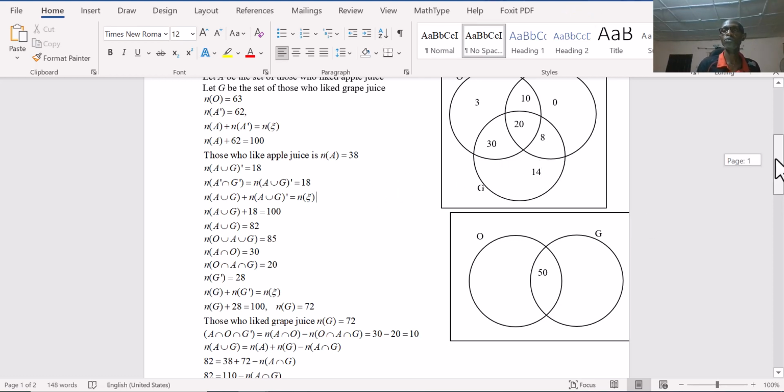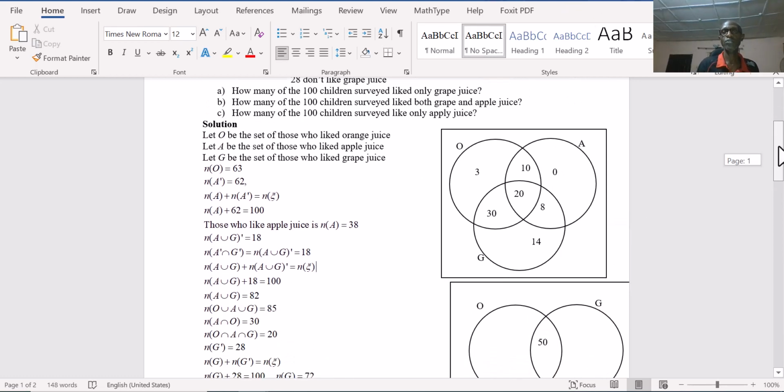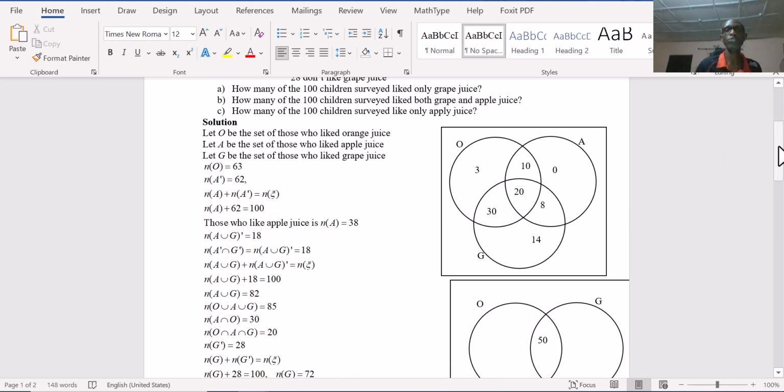So all the information that we are asked to find, we have been able to get. Another thing you might need to find out is that maybe there are some students among the 100 that did not like any of the juice. So for the sake of time, let's just go straight to the question. First question is, how many of the 100 students surveyed like only juice? Let me pick this and be putting the answers there.